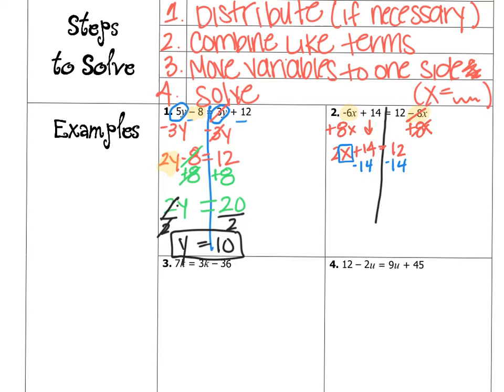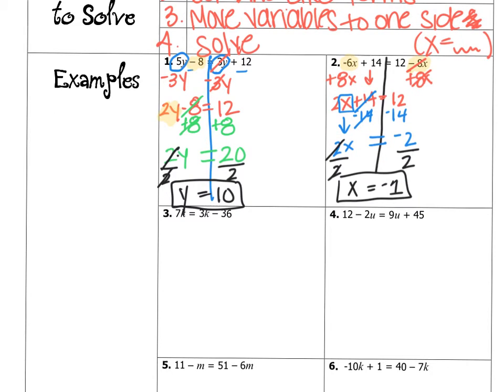On the left side then, I still have this 2x. 14 minus 14 cancels. On the right side, 12 minus 14 is negative 2. So now I'm left with 2x equals negative 2. So we can divide both sides by 2 to get the x by itself. I now have x by itself. Negative 2 divided by 2 is negative 1. So you get x equals negative 1 for your answer.